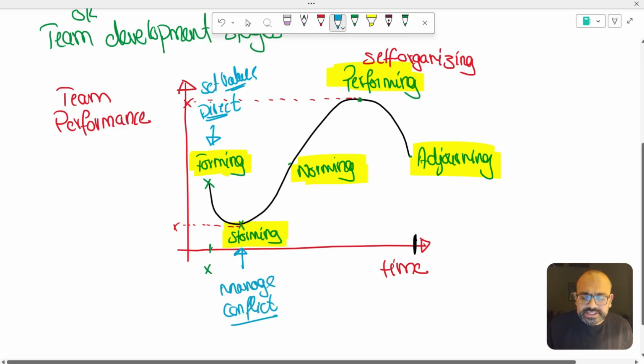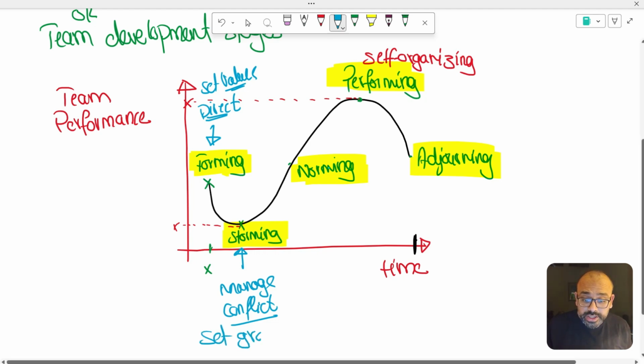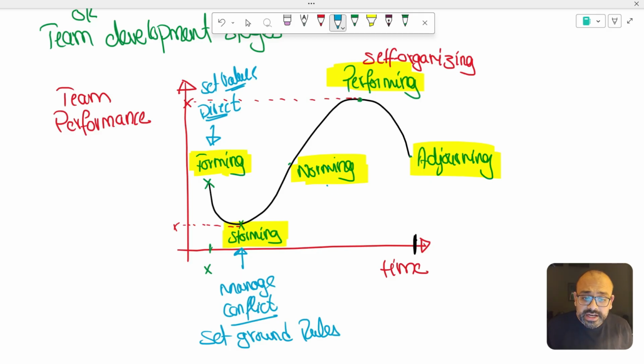You need to understand that they are fighting, they are arguing. Your goal here is to manage their conflicts. And not only that, you need to set ground rules as well so that the future fights can be sorted out. And when they are at the norming stage, this is a stage where they are normalizing their way of working. Here, you might go and train them, or you might go and mentor them.